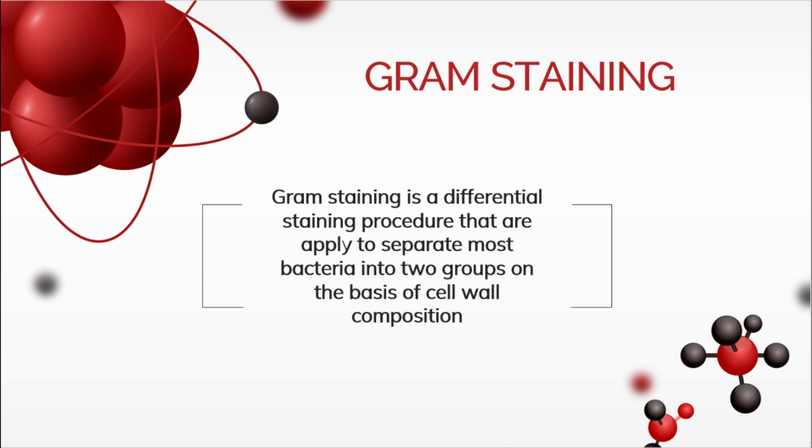Gram staining. Gram staining is a differential staining procedure that is applied to separate most bacteria into two groups on the basis of cell wall composition: gram-positive bacteria and gram-negative bacteria. The differences in cell wall composition of gram-positive and gram-negative bacteria account for the gram staining differences.